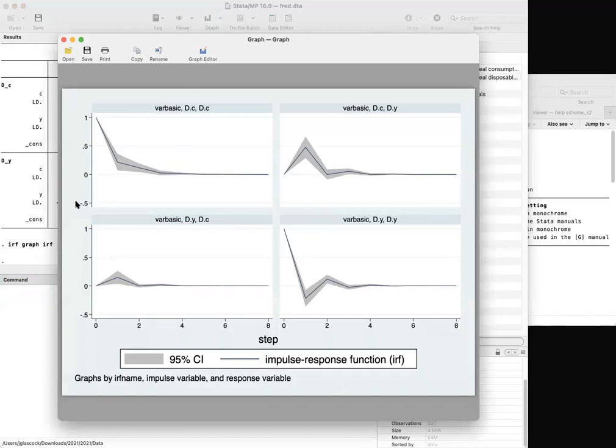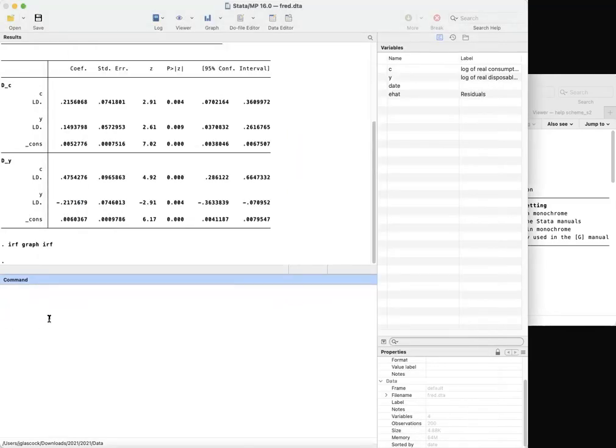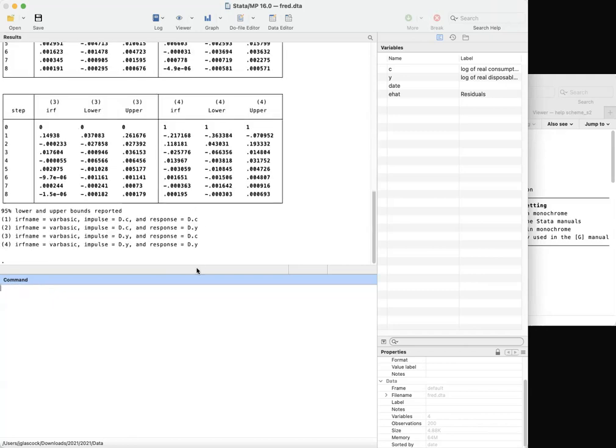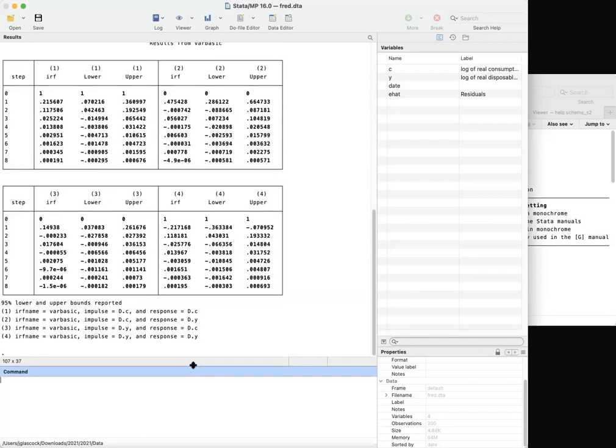If you go back to the window, you can also request IRF table. IRF, that's impulse response function. Don't give me the graph, but give me the numbers that you used to construct those four charts. If you submit this command line, that will give you this set of results. So you have chart 1, 2, 3, 4. Those are the numbers to plot the line and the confidence bound.